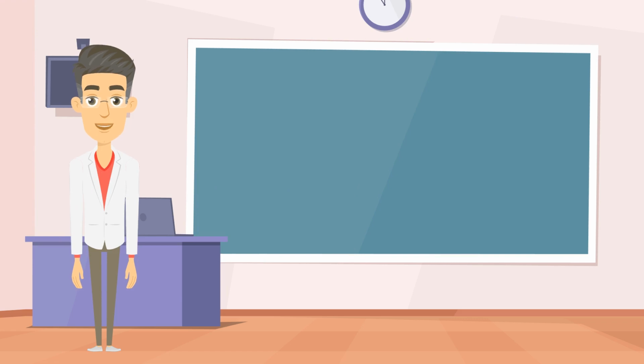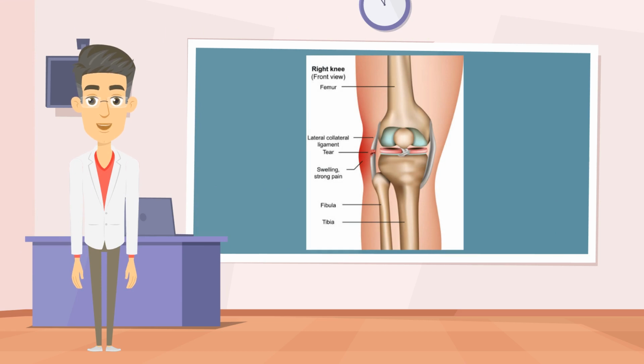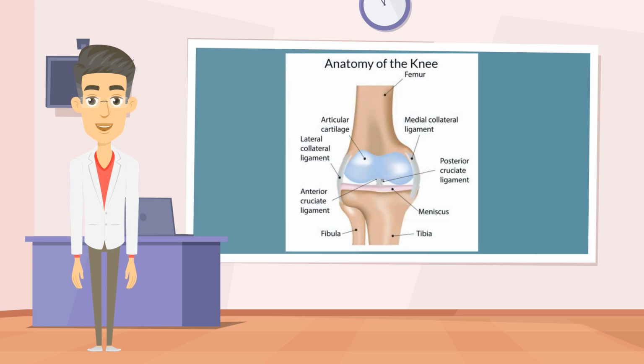A sprained knee occurs when one or more ligaments in the knee joint are stretched or torn, which are those tough bands of tissue that connect bones together and provide stability to the joint. When a sprain occurs, it affects the ligaments responsible for holding the knee joint in place. The knee ligaments involved in sprains are the anterior cruciate ligament, which sits at the front of the knee, the posterior cruciate ligament, which sits at the back of the knee, the medial collateral ligament, which sits on the inner side of the knee, and the lateral collateral ligament, which sits on the outside of the knee.